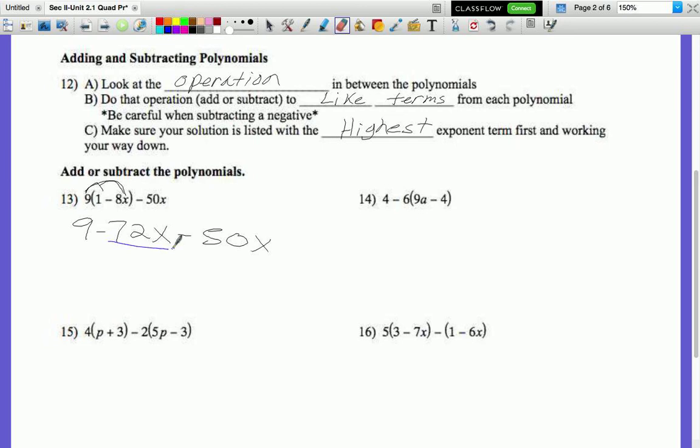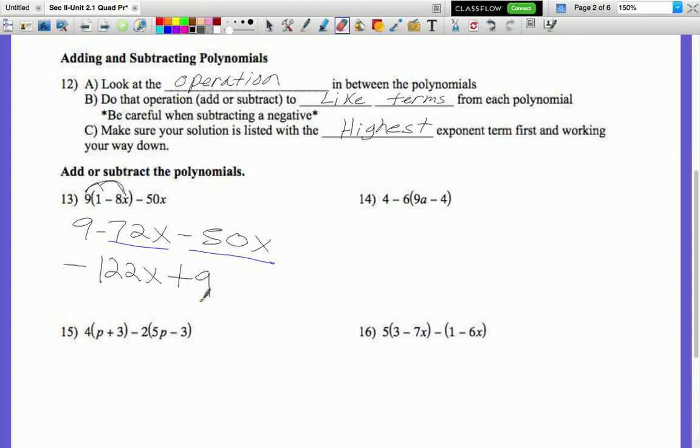The only 2 I can combine are these 2. They're the only ones with variables. They're the only ones with x's. Okay, they have to be alike. They have to have the same variable, the same exponent. They both have x's. They both have an exponent of 1. So I combine those. -72 minus 50x is -122x plus a +9.